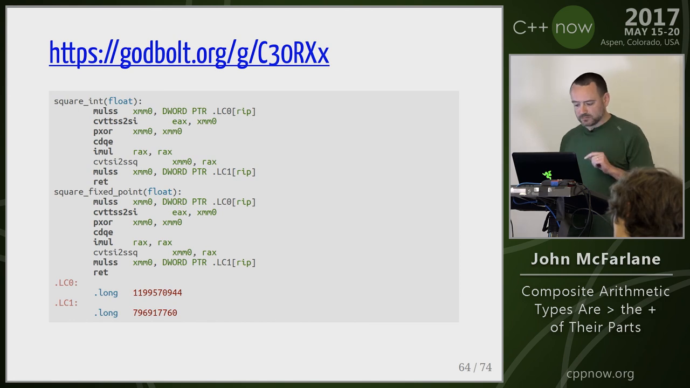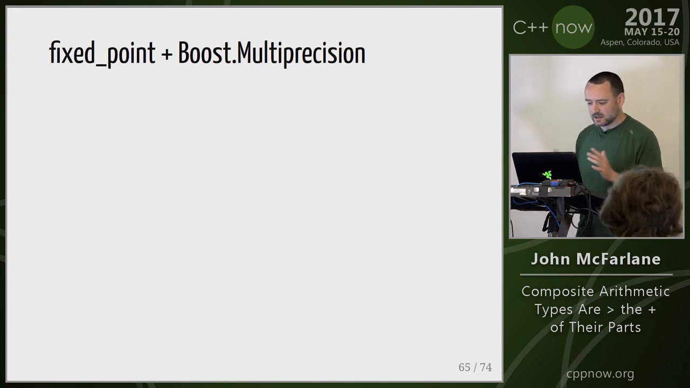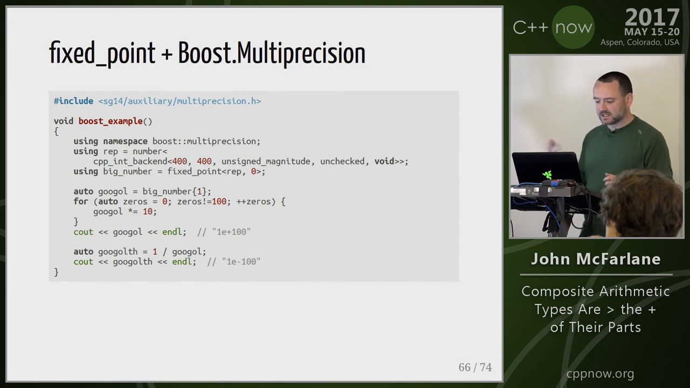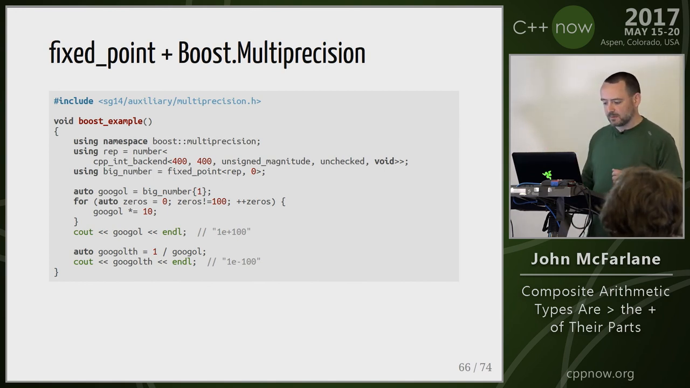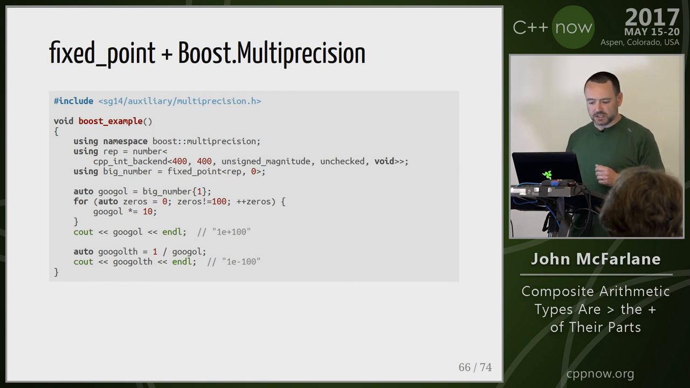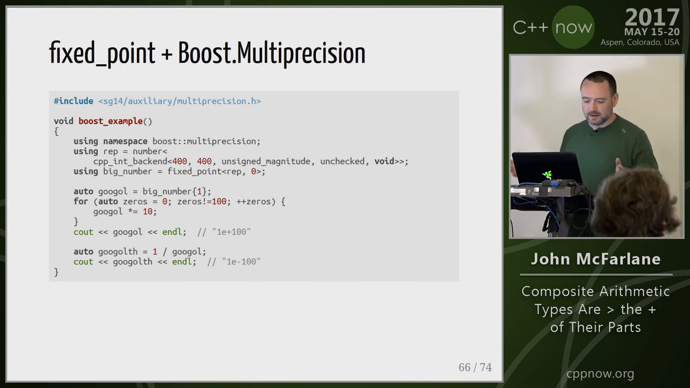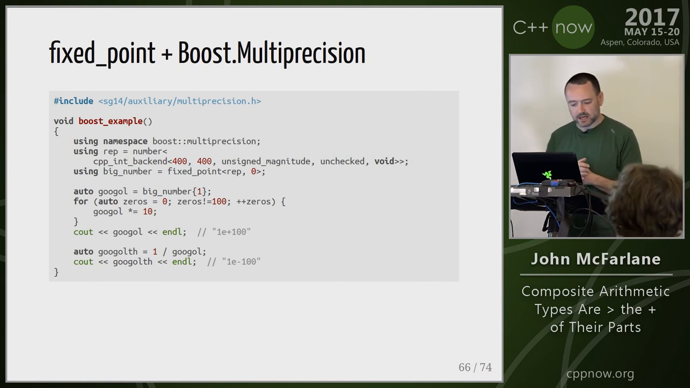Okay. So you may have heard of Boost Multiprecision, and that's another example of a composition that I've been playing with. Here's an example of me using Boost Multiprecision as the rep type of fixed point. So I now have a fixed point type with 400 integer digits. And that's enough digits to represent a googol, which is 10 to the 100, and which you can do with multiprecision anyway. But it being a fixed point multiprecision, you can then get the inverse of that, and you have a googol.